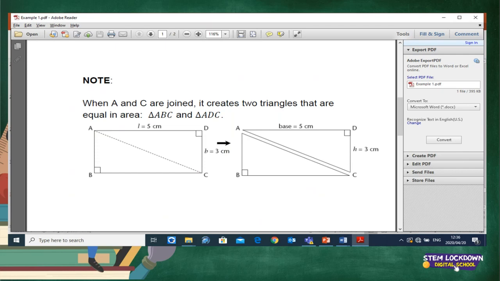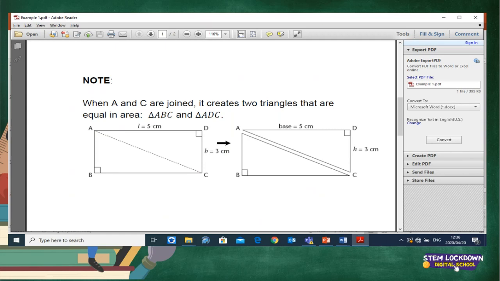Now, that is the first diagram, the rectangle that you see there. And look at the second part. Now, the second part, what have we done? We have now divided our rectangle, in other words, we've cut it into two equal parts or equal polygons. Now, we no longer have a rectangle, but we've got two triangles. And you can see that the length has not changed, which is now the base of the triangle there.